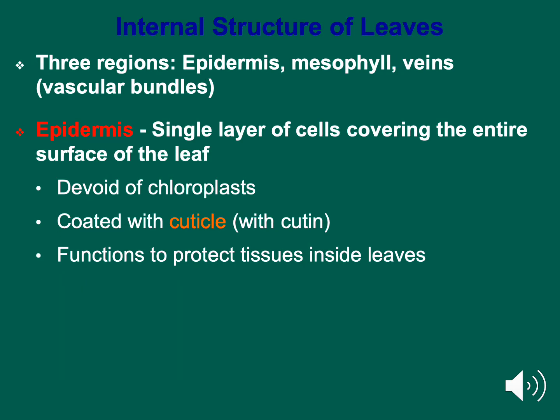Now let's discuss the structure of a leaf. First, on the top of the leaf is a layer called the epidermis. This is a single layer of cells that protects the upper surface of the leaf. There are no chloroplasts in this layer, so no photosynthesis happens in the very top layer. Those cells are covered with cuticle or cutin, which is a waxy substance that keeps the leaves from desiccating or falling apart.